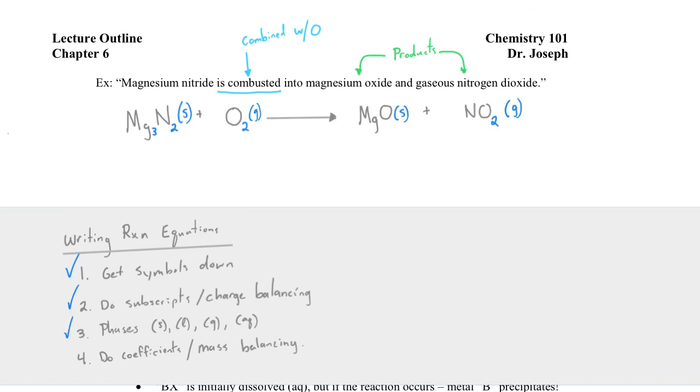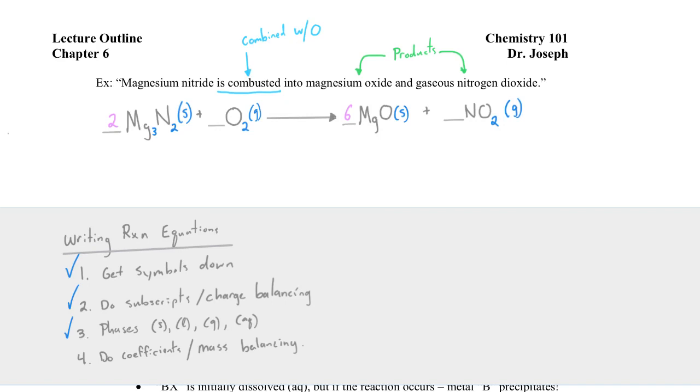Let's move on now to the final step, 4, doing coefficients and mass balancing. To start off balancing, notice that magnesium is unbalanced and it's also an odd number over here on the left. So let's put a 2 coefficient here to make it even. Now, of course, we have to rebalance magnesium on the right-hand side, so let's put a coefficient 6 in front of magnesium oxide. Notice now that magnesium is balanced, and we can move on to the other elements.